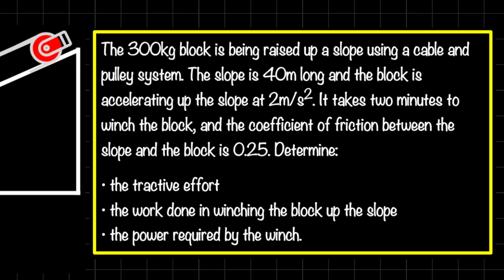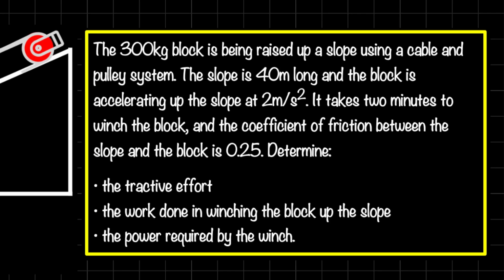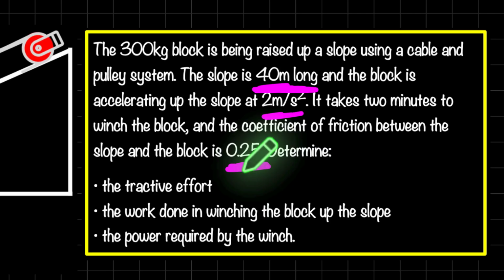So what we have here is a 300 kilo block that is being raised using a cable and a pulley system, as mentioned before. Now the length of the slope is 40 meters, which we'll take into consideration in a sec, and it's accelerating at a rate of 2 meters per second squared. So that's the rate at which the block is climbing the slope. Now it takes 2 minutes for the winch to pull the block, and the coefficient of friction there is 0.25. Now we're required to find three things.